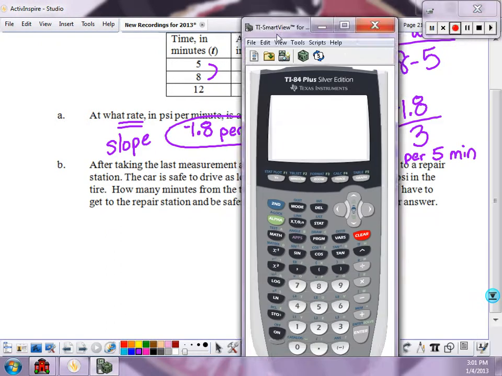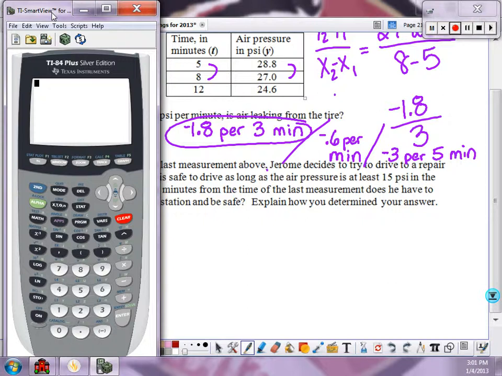Okay, let's see what we got so far. All right, so right now, let's see, stat, enter. Right now I've got 5, 8, and 12. And on the right I've got 28.8, 27, and 24.6.